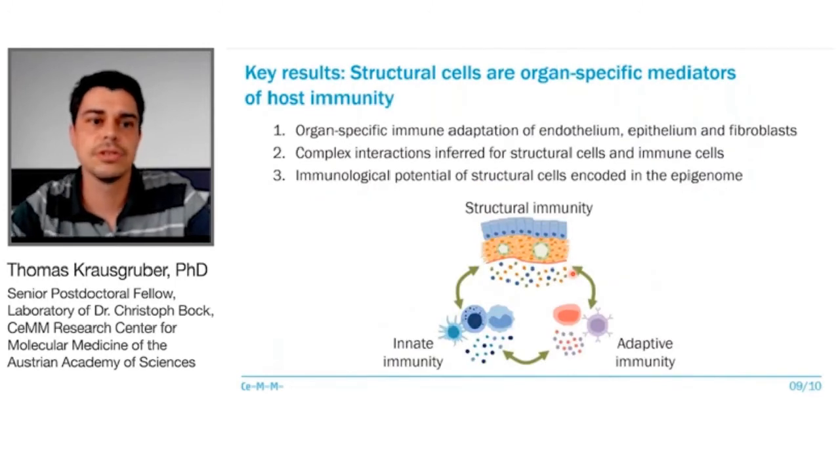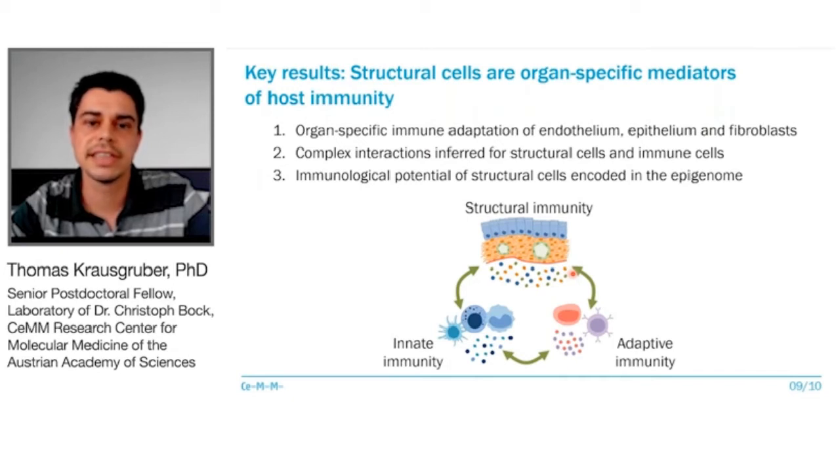Now, as I told you, I don't have time to go over it, but essentially the key result of our study is that structural cells are organ-specific mediators of host immunity. We found there's an organ-specific immune adaptation of endothelium, epithelium, and fibroblasts, that there are complex interactions between structural cells and immune cells. And most importantly, we identified an immunological potential of structural cells that is encoded in the epigenome.